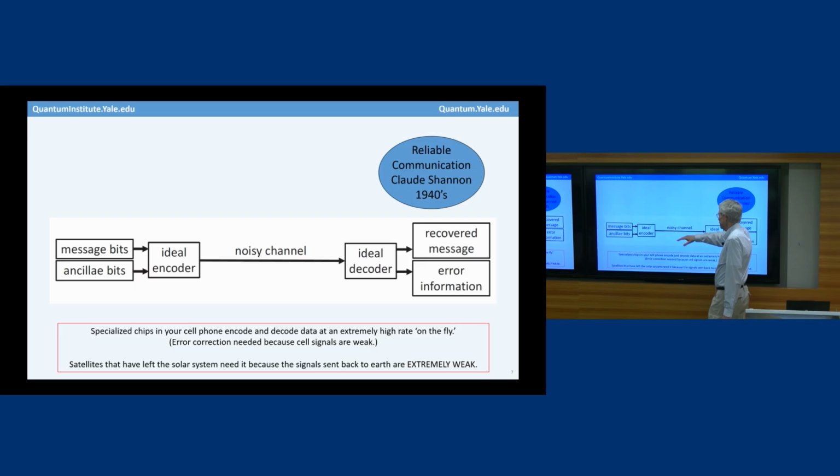So the idea is you have a message that you want to send, and you pay a price. You have to send a longer message with some additional auxiliary bits, and you combine those with an encoder that mixes up the message and the extra bits in some funny way. You send it through this noisy channel, and some of the bits are corrupted.